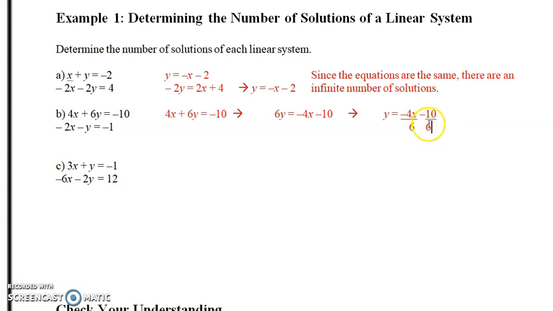Then we want to simplify, so -4/6 becomes -2/3, and -10/6 becomes -5/3, right? Do the same thing with the second equation.